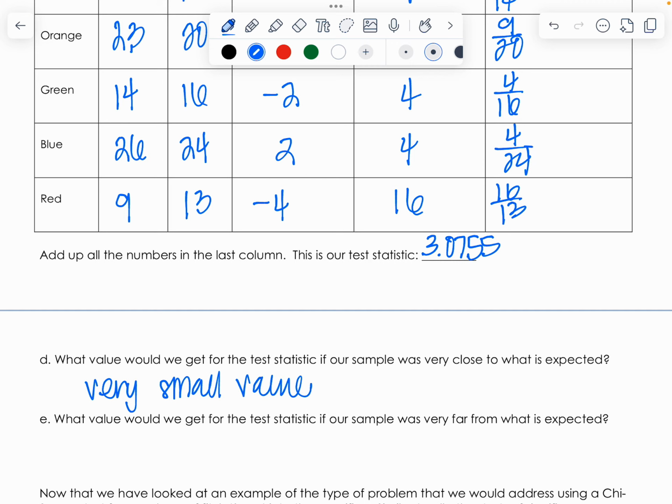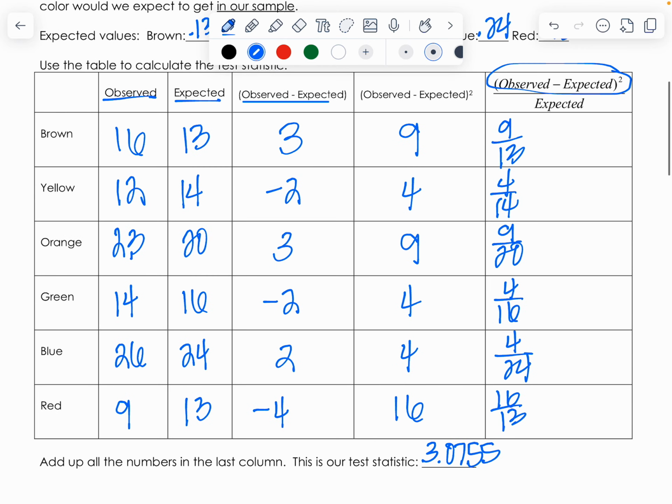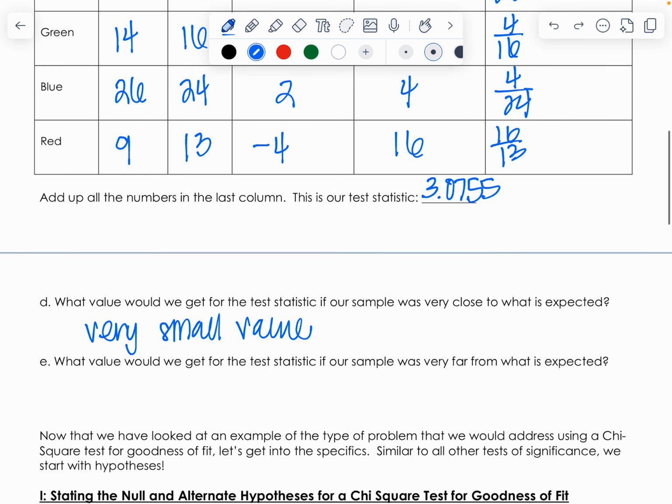However, if our sample was very far from what was expected, like here where we had 9 and 13, that was a pretty big gap. Well, then when you subtract, you get a big difference. When you square that, you get an even bigger number, and then you end up dividing it. So that creates a very large value.